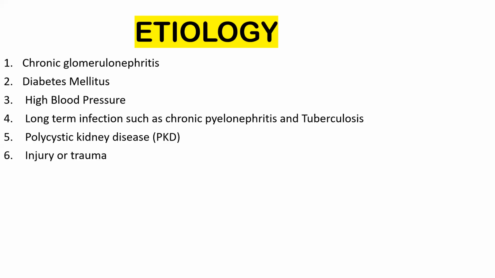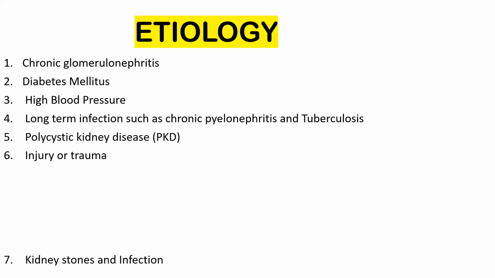And next is injury or trauma. What is trauma? Injury, every one of you knew. Because of injury or trauma, you can have chronic kidney disease. So what is trauma? Srijana, what is trauma? Ma'am, stress or disturbing event. Trauma. Okay, that is trauma.